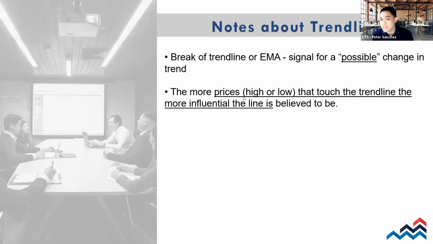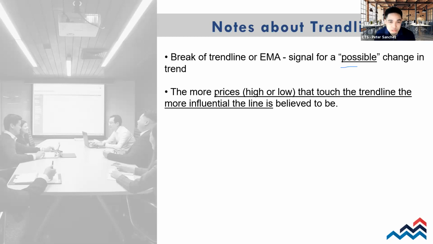Some notes about trend lines. Kapag nagkaroon tayo ng break ng trend line or an EMA, it's only a signal for a possible change in trend. So sa case nung binigay ko yung example kanina sa JP Morgan, nag-break siya nung trend line, di ba? Naging sideways siya. But that doesn't mean na magbabago na siya ng trend. Kung nag-break ng trend line, it just means there's a possible change. Possible lang. We need confirmation bago natin masabi na nagbago na siya ng trend.